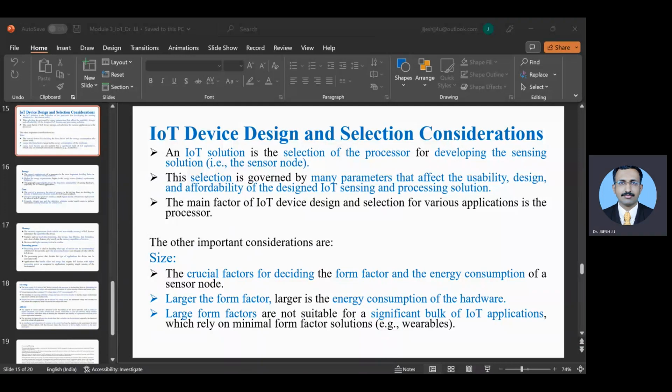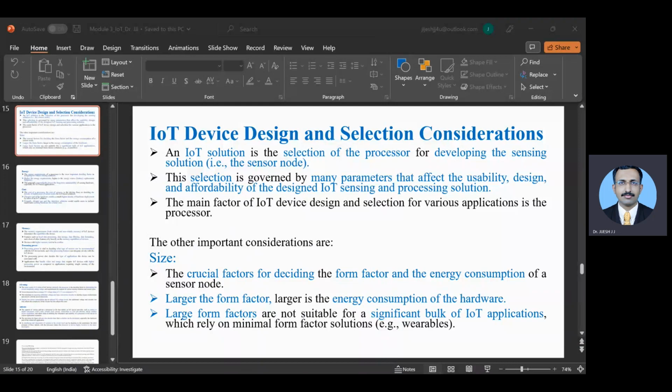So there are many IoT applications. Now we will go with the size. You know that size is a very important parameter with respect to any application. So we'll see the next parameter. Is that done? What is the next parameter?